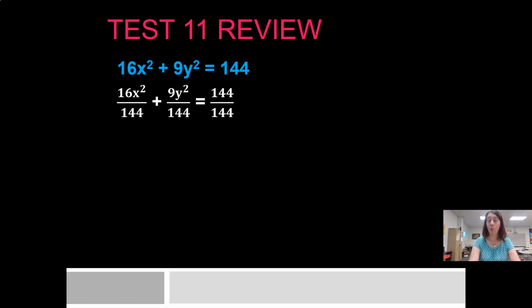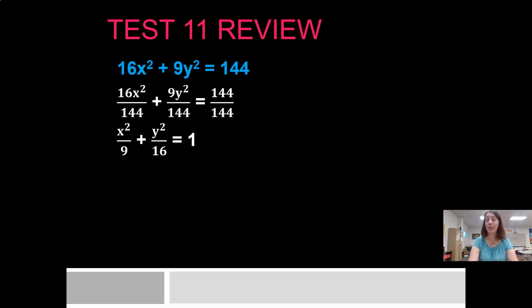So 16 over 144 reduced down to 1 over 9. So I have x squared over 9. And then there's the plus sign, which we had to have for the ellipse. 9 over 144 reduces to 1 over 16. So y squared over 16, and now it's equal to 1.